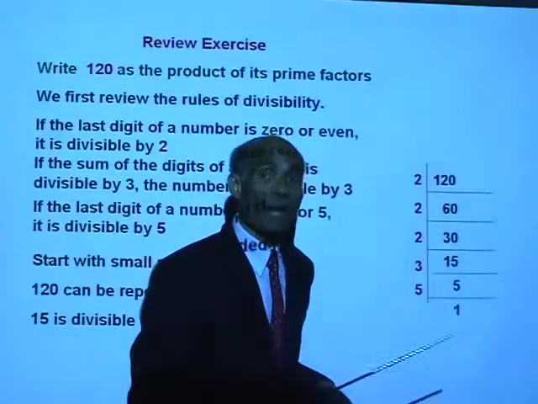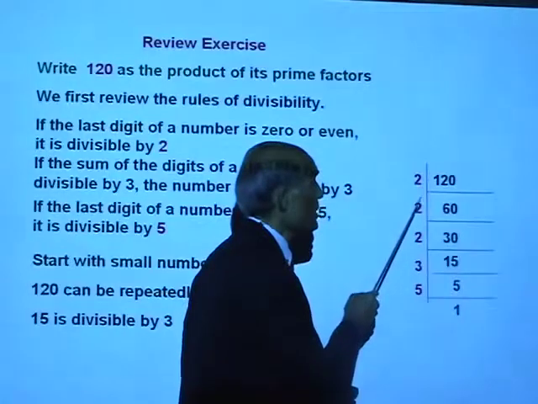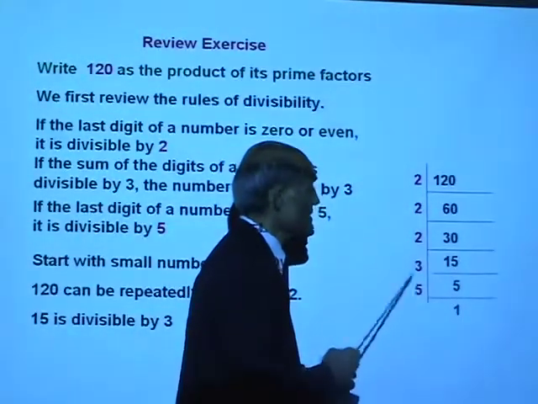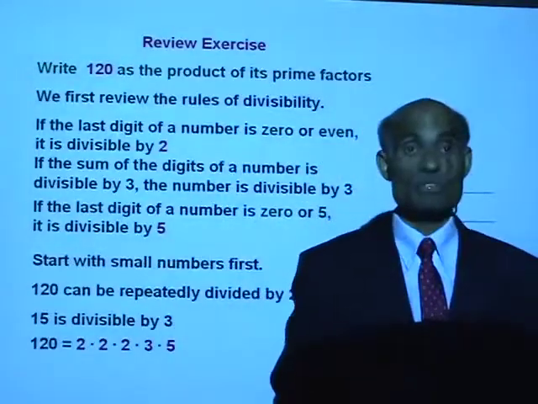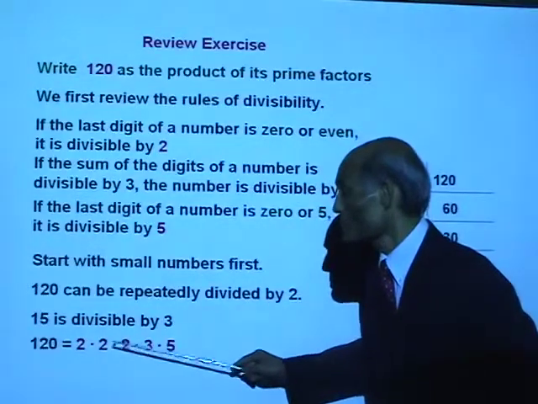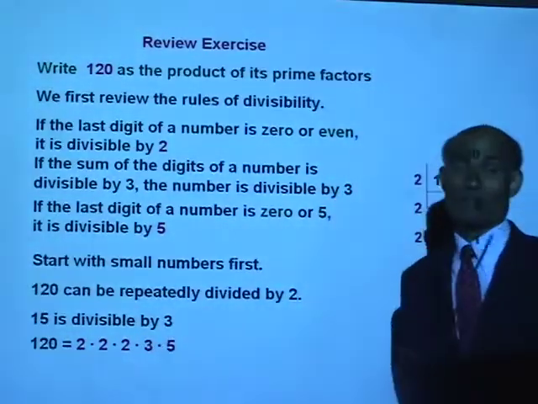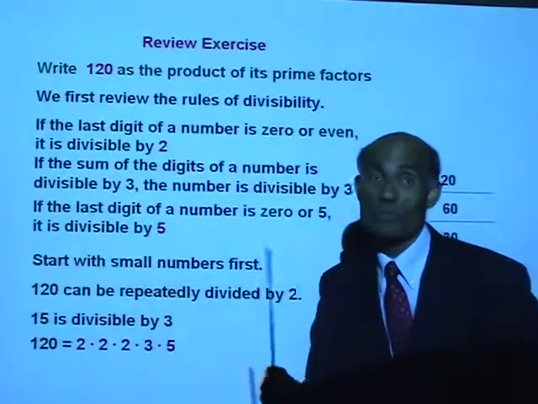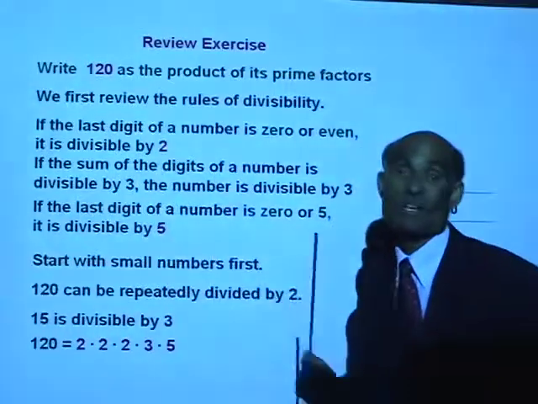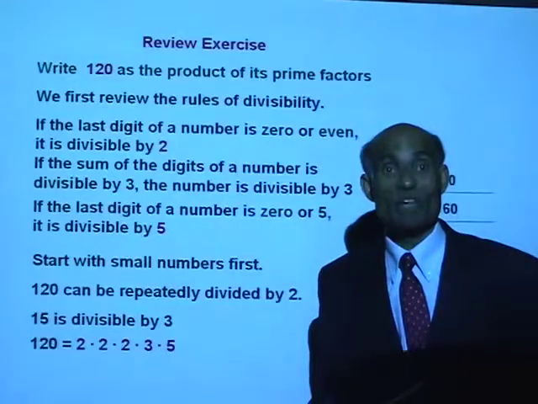So what are the prime factors of 120? It is 2 times 2 times 2 times 3 times 5 is 120. So 120 is 2 times 2 times 2 times 3 times 5. Now you must be able to do the prime factorization of any number like this. Okay? Well, practice with some of the problems in the homework.